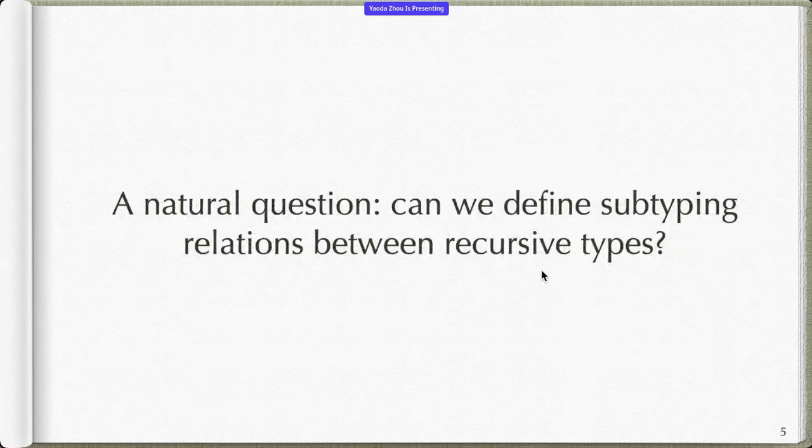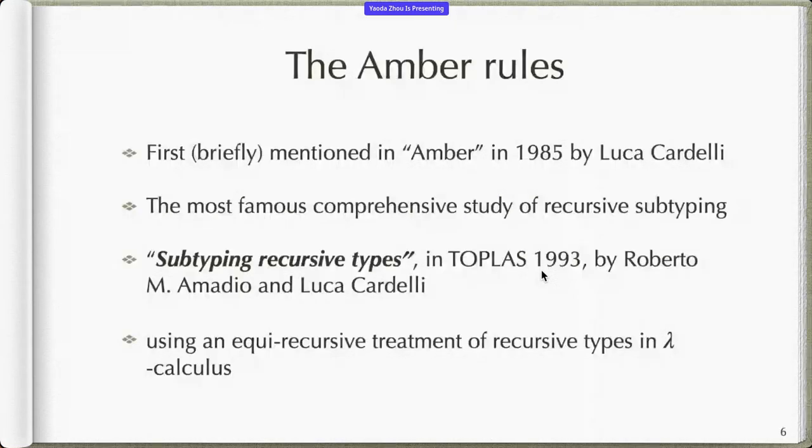Now, since we have recursive types, it is desirable to have recursive subtyping. And a natural question is, can we define subtyping relations between recursive types? So let's have a bit of history here. The first subtyping for recursive types are the Amber rules by Luca Cardelli in 1985. And the most famous comprehensive study of recursive subtyping is from the paper Subtyping Recursive Types by Amadio and Cardelli, published in 1993. In their work, they study how to compare two equi-recursive types in the lambda calculus.